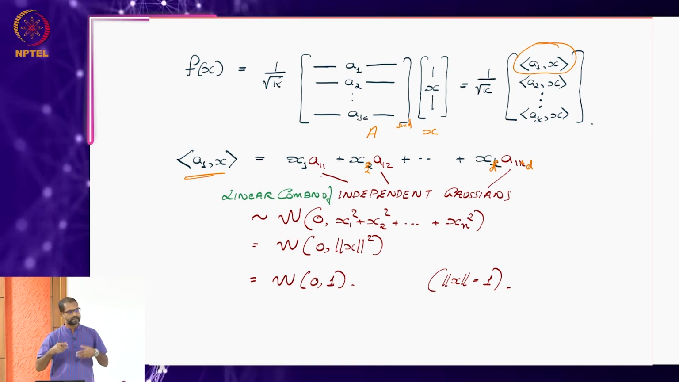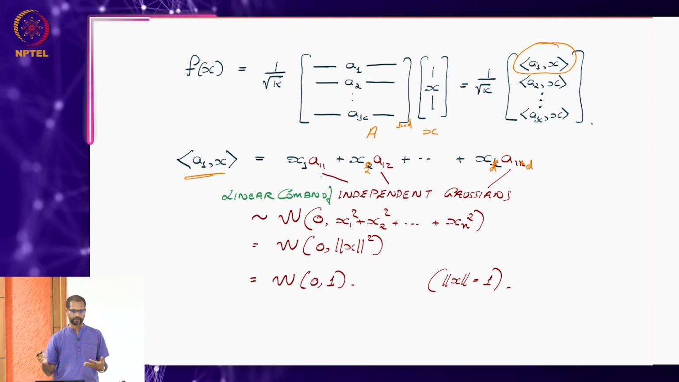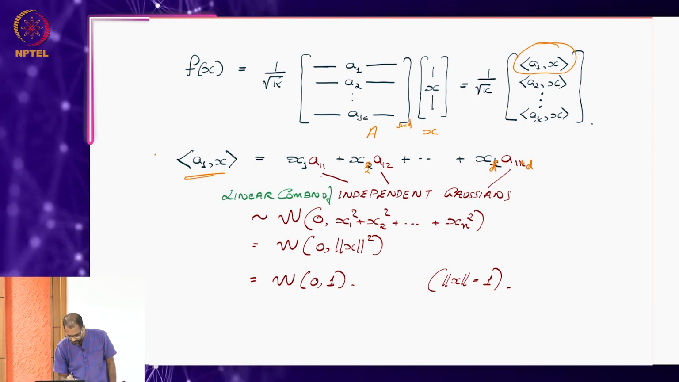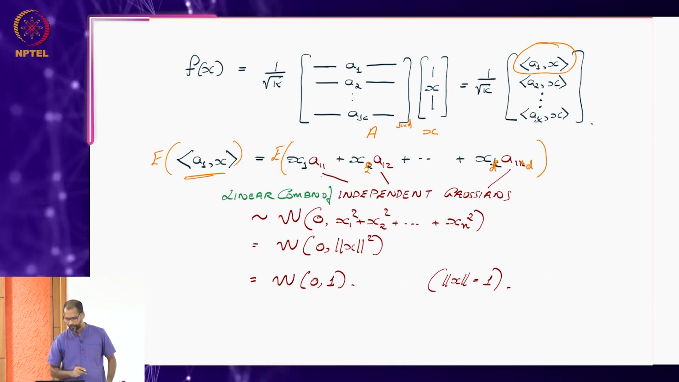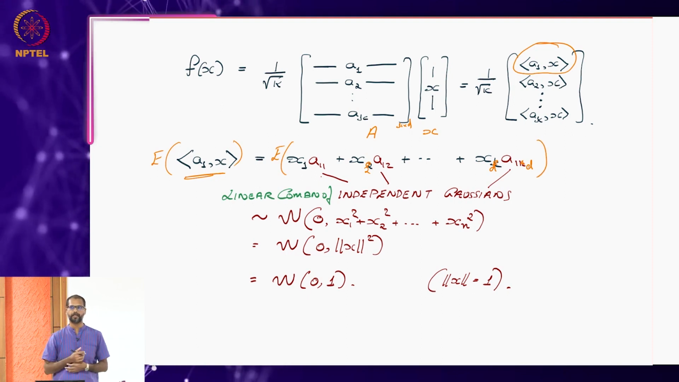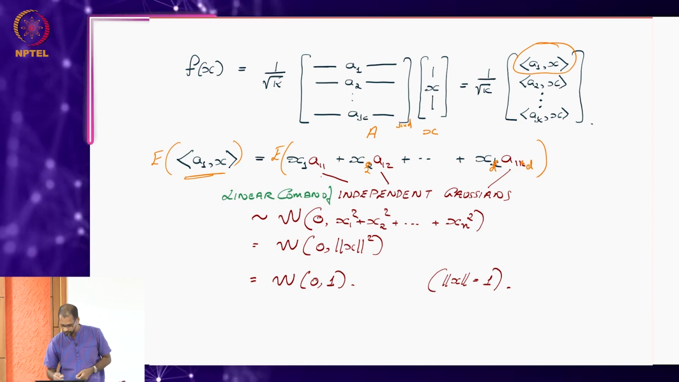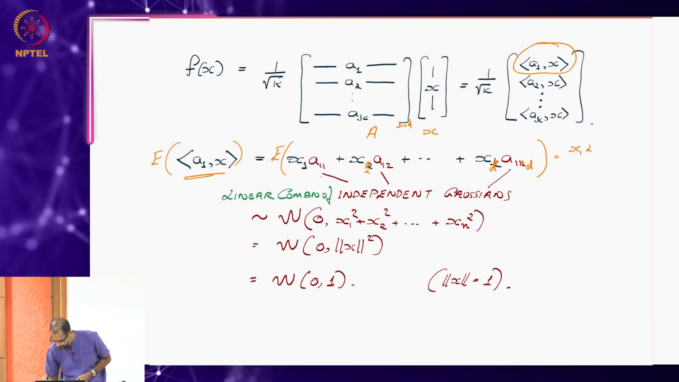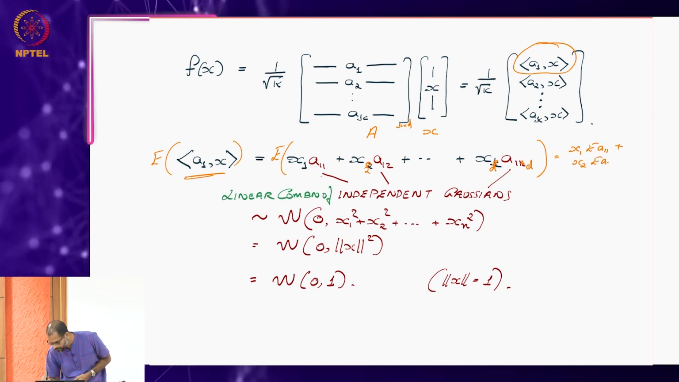Now, what is its mean? It is easy to calculate. Just use the linearity of expectation, right? E of this guy will be the expectation going inside the sum because of linearity of expectation. So it will be x1 times E of a11 plus x2 times E of a12.